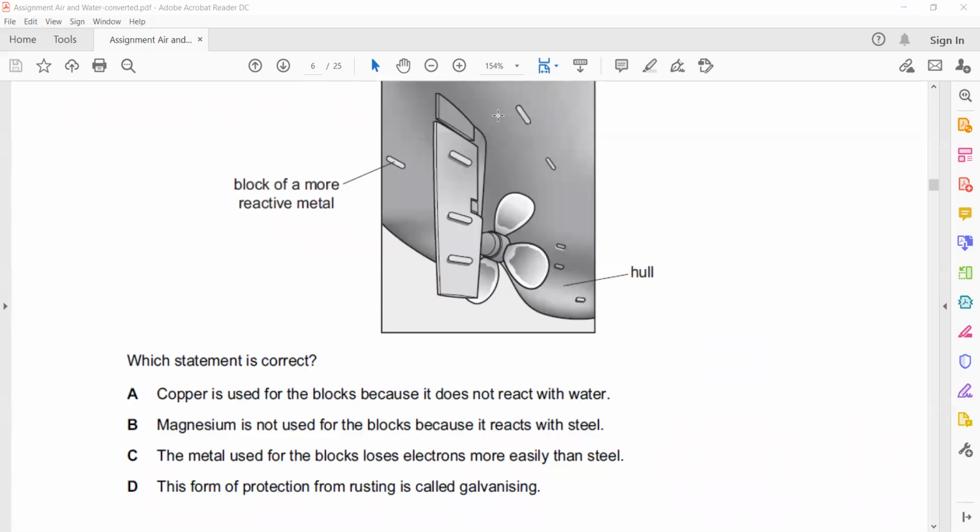Galvanizing refers to coating with a more reactive metal. It's not coated completely, so this is not called galvanizing. C is the correct answer because, look, rusting is a redox reaction, meaning a loss or gain of electrons. We have iron or steel, and we have a more reactive metal, for example magnesium. The more reactive metal loses electrons, so the iron surface will have more electrons. So iron is not able to lose its electrons easily.